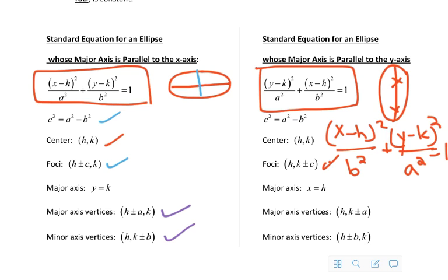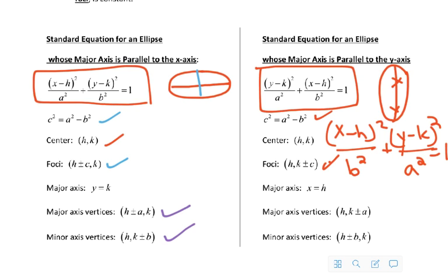So you can find the foci by using this equation to find c. The center is still at (h, k). One of the things I want you to notice is that h is always in the parentheses with x. k is always in the parentheses with y. And then the major and minor vertices, again, you can probably just figure it out if you graph it on a coordinate plane.